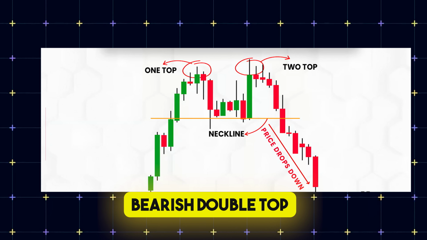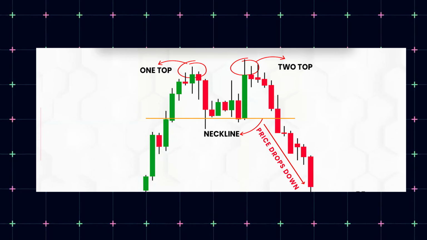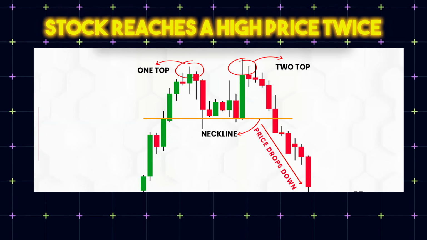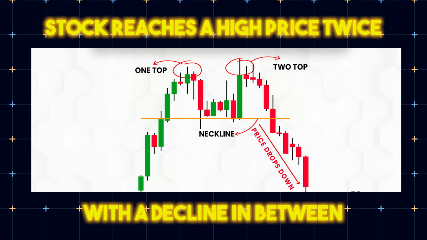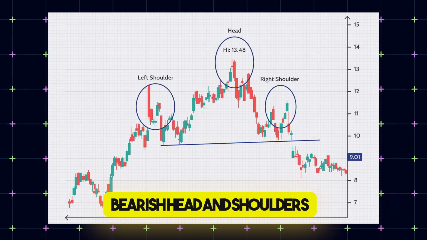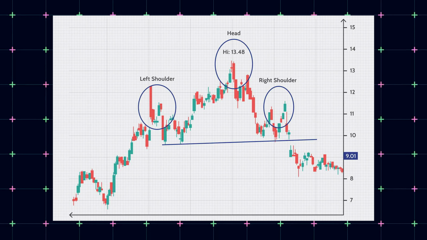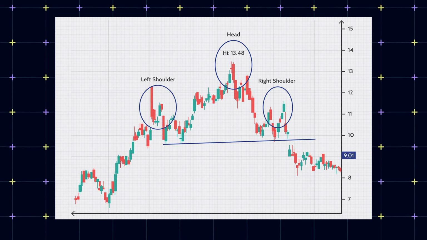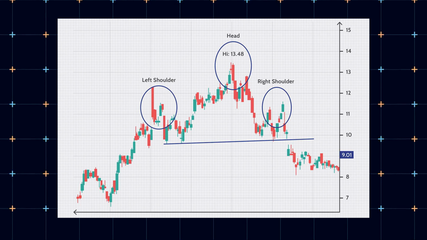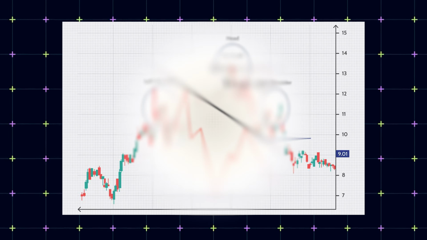A bearish double top. This is the opposite of a double bottom and is considered bearish. It occurs when a stock reaches a high price twice with a decline in between, signaling a potential trend reversal. Bearish head and shoulders. This pattern signifies a trend reversal from bullish to bearish. It consists of 3 peaks, with the middle peak, aka the head, being the highest, and is followed by a decline in price below the support level.